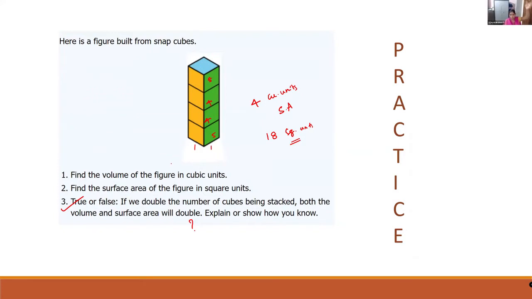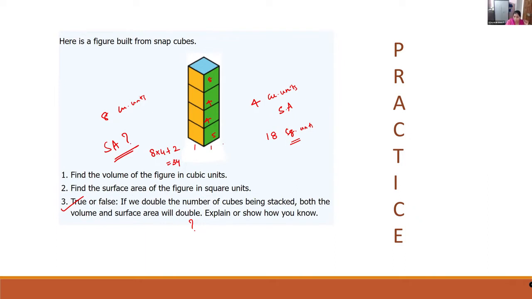Suppose we stack 4 more cubes on this, they can tell very clearly the volume is doubled, 8 cubic units, right? But what about surface area? Is it doubled when we add 4 more cubes on this? No, right? So what would be the answer? Probably 18 plus 18, 30, 35, 8, right? 35. So one face will be merged with another face. It might be 35. 8 into 4, 32. 32 plus 2, 34. Right? Because 8 cubes are there.